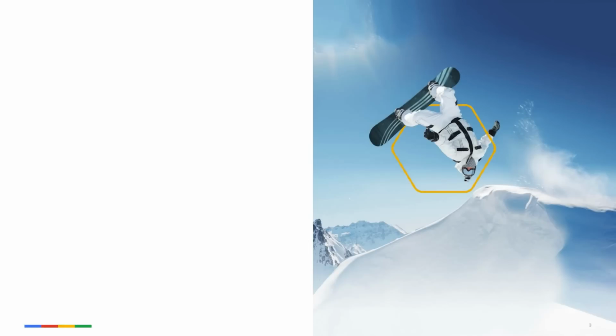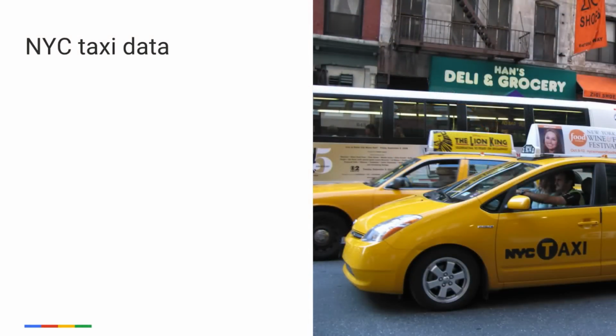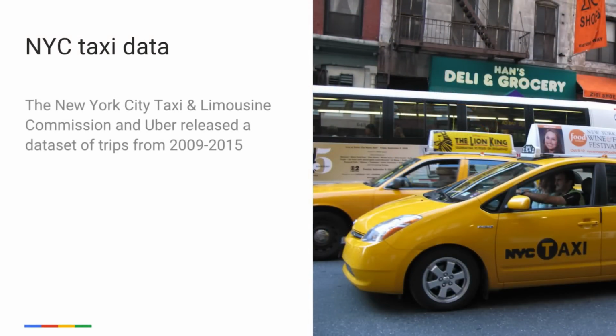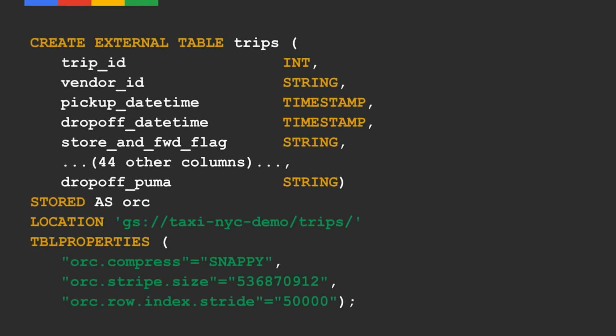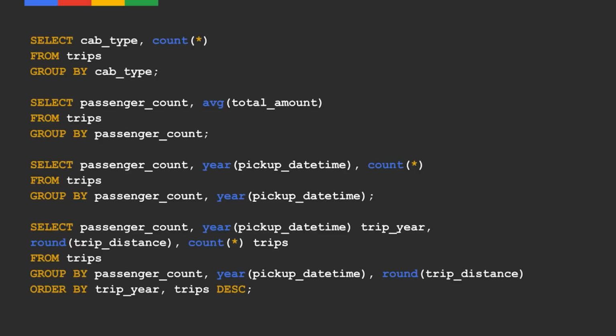The data that we're going to query is a New York taxi data set. So the New York Taxi and Limousine Commission, along with Uber, have released a data set of trips from 2009 to 2015. The original data set is in CSV format and is about 270 gigabytes. When we query the data, we're going to create an external table that is pointing to the data in Google Cloud Storage. And then we're going to run 4 queries on the entire data set.